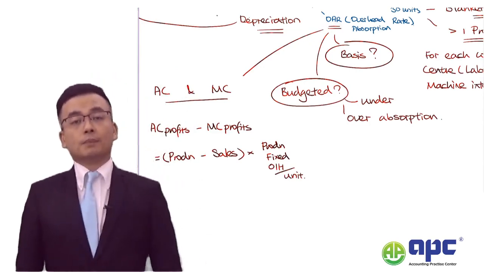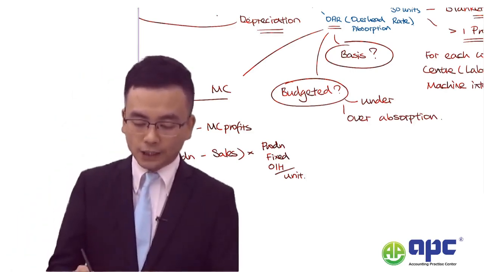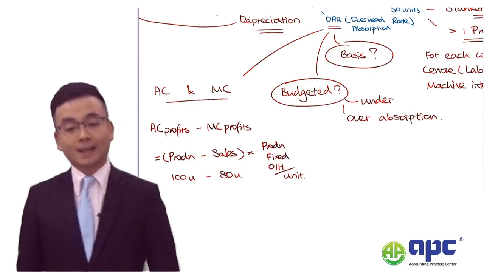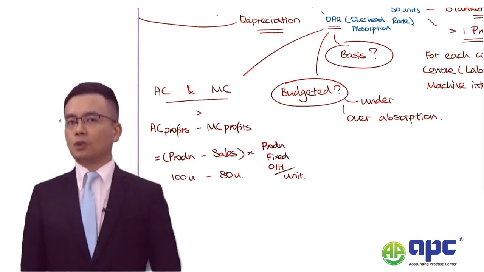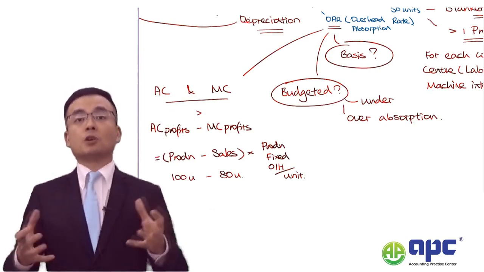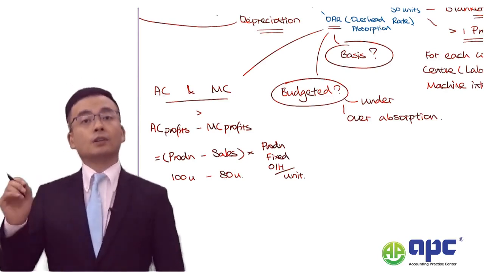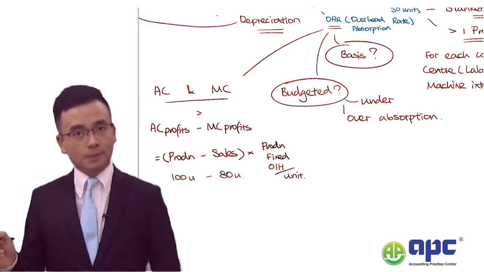So this means that during the year, if I've produced 100 units already, but I sold only 80, this means production is higher than the sales volume. And therefore, absorption costing profit will be higher than the marginal costing profit. Because we've got closing inventories there, and this means that we have deducted more of the costs in the cost of sales during the year.